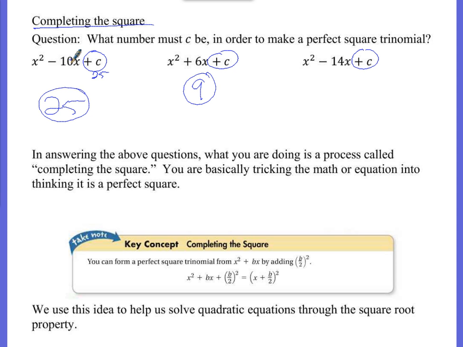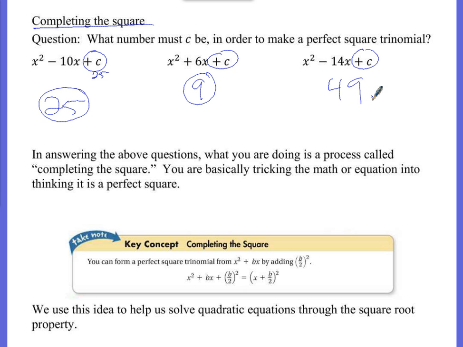If I take 10 and divide it by 2, I get 5. 5 squared is 25. If I take 6 and divide it by 2, I get 3. 3 squared is 9. If I take 14 and divide it by 2, I get 7. 7 squared is 49. So now you know how to make a perfect square trinomial if you don't have this number sitting right here. I'll show you how to work with that now that you understand this. Do you understand this? Yes.